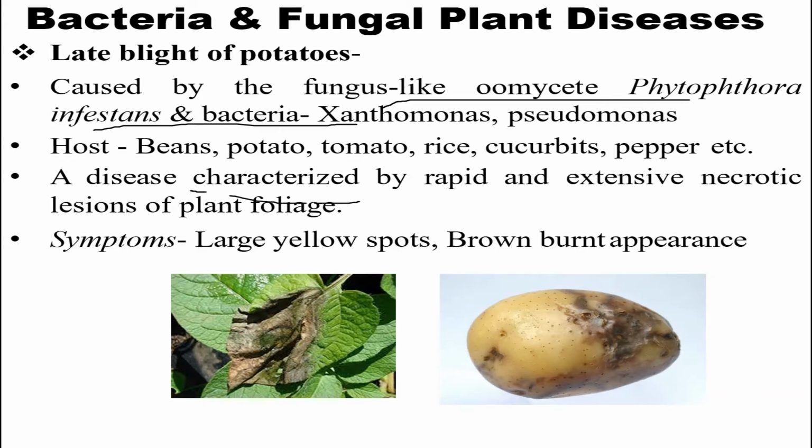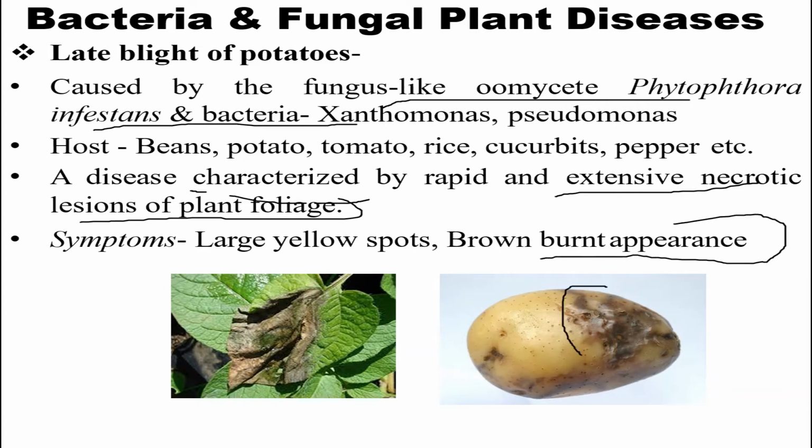Late blight is also a disease characterized by rapid and extensive necrotic lesions of plant foliage. Symptoms would be large yellow spots and brown, burnt appearances. As you can see, you have generally seen these types of spots on potatoes. So these are the late blight disease of potato. So this was about the late blight of potatoes.